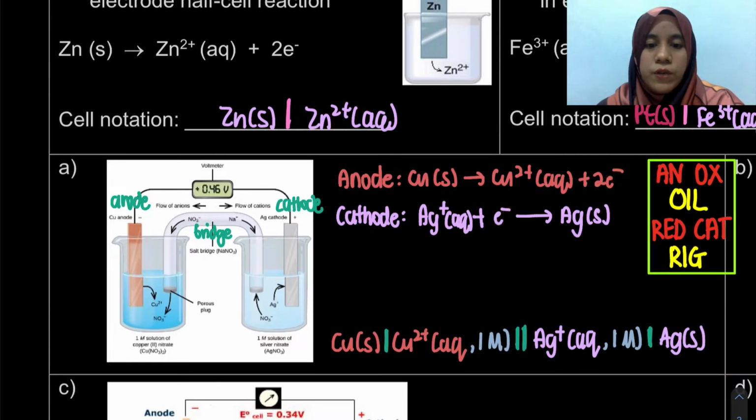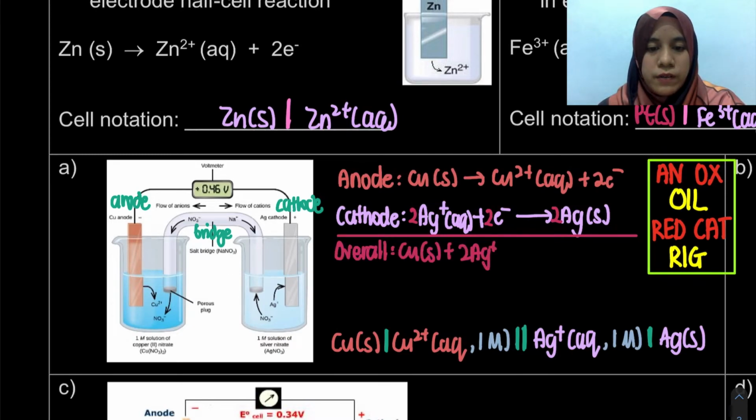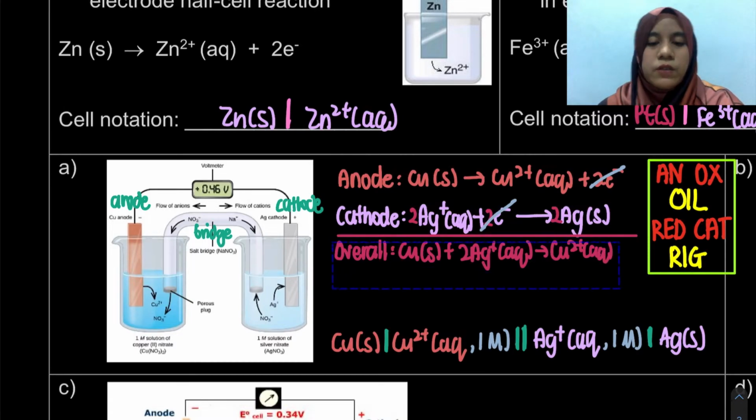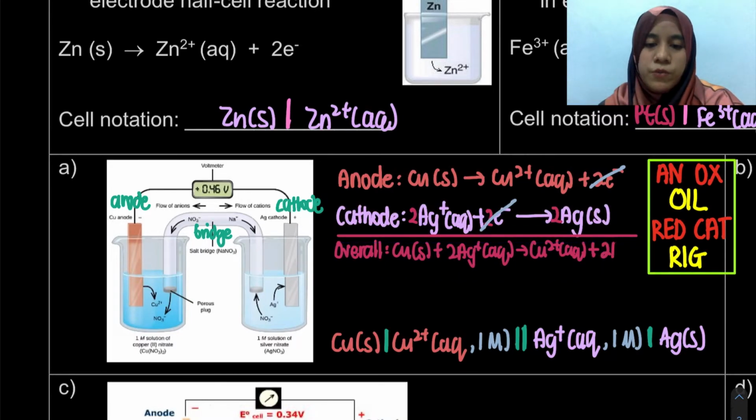For the overall one, we have to simplify the electron. Since the electron is different, we have to multiply all of it by 2 for the cathode. So we can simplify the equation. So right now, okay, as we check here, the electron can be simplified. So what I have to do is actually, I have to combine all the equation on the reactant side. The product must be on the product side.